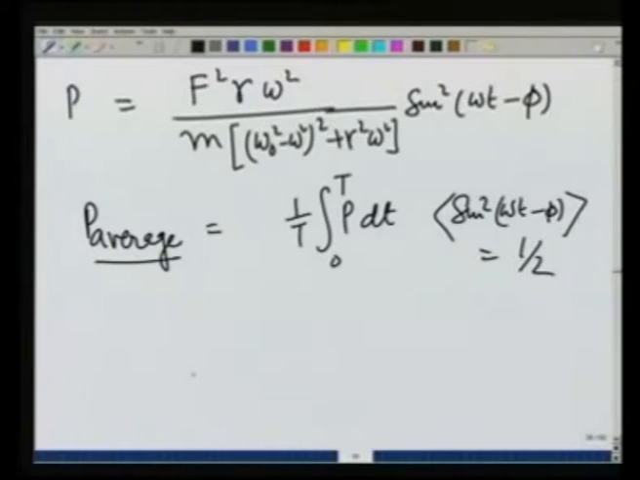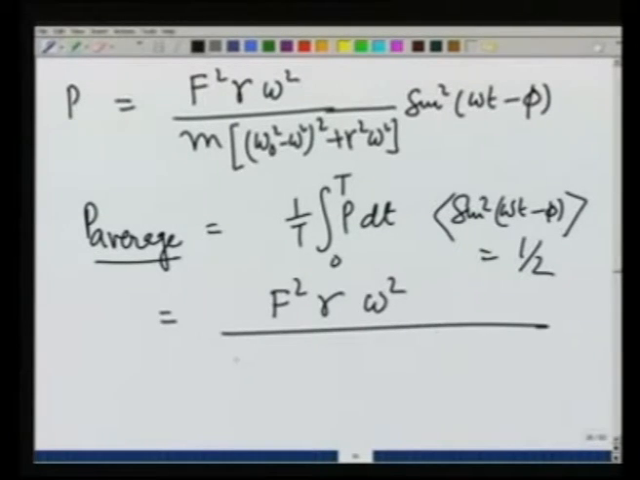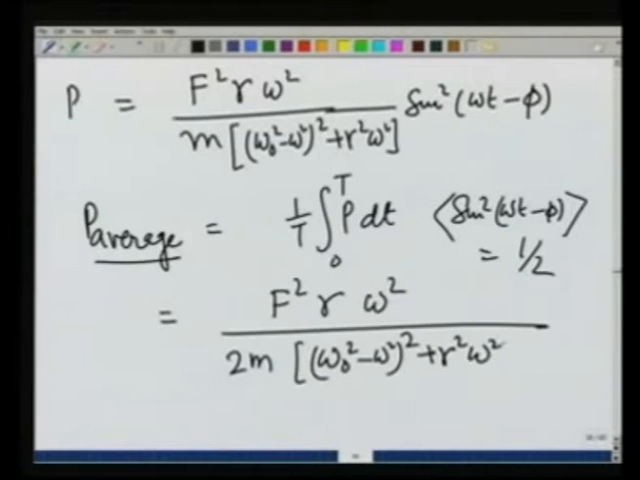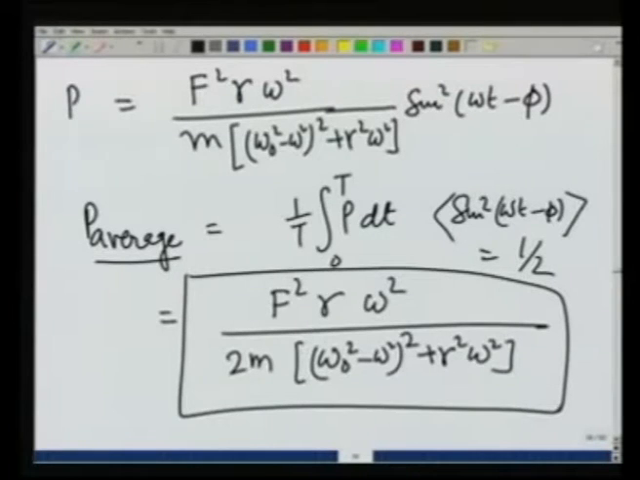Recall RMS value from AC circuits in your 12th. So, average power comes out to be f square gamma omega square over 2m times omega naught square minus omega square plus gamma square omega square. This is the average power loss in the system. Is it equal to the power supplied? It should be. Let us calculate that.